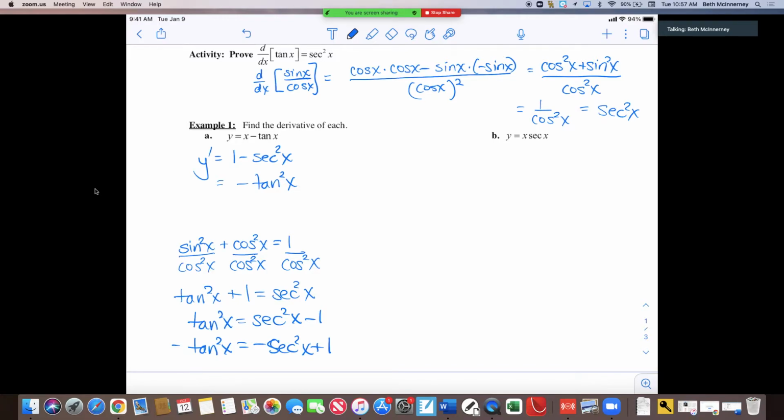For letter B, this is going to be my product rule. So this is a correct answer, but they might have it written like this. Anytime you can factor, they oftentimes will do that in the multiple choice section.